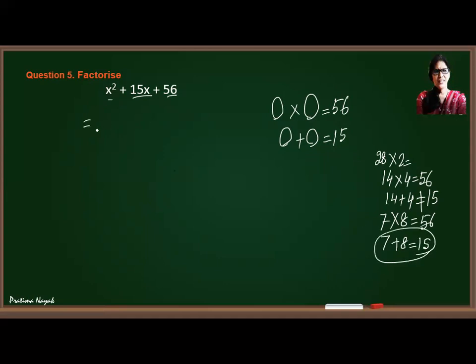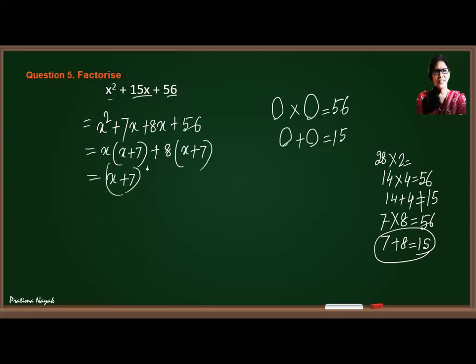So I'll break it: x square plus 7x plus 8x plus 56. Now take x common. X plus 7, plus 8 common. 8 times x, 8 times 7, 56. So x plus 7 common, you are getting x plus 8. So now write down the answer: x square plus 15x plus 56 has two factors, one is x plus 7 and the other x plus 8.